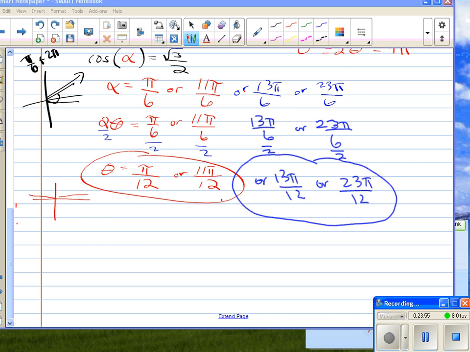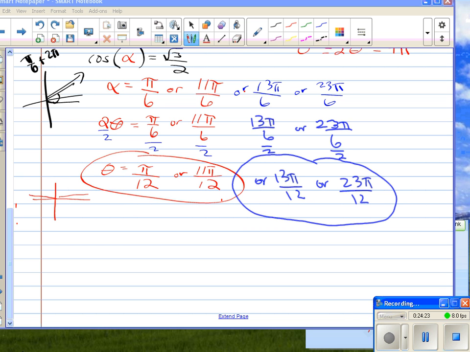Do the same thing with the 11 pi over 6. Add 12 pi over 6. Is it always added by 2 times? You still add 2 pi because that's how you get the next revolution. Now, if you wanted to swing around one more time, then you'd have to add another 2 pi. All right. So those are your 4 answers.